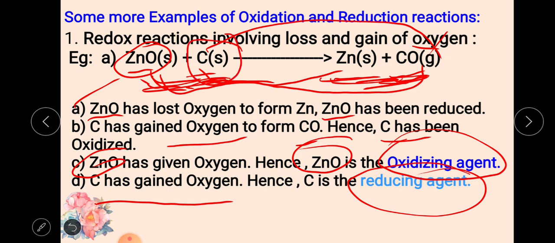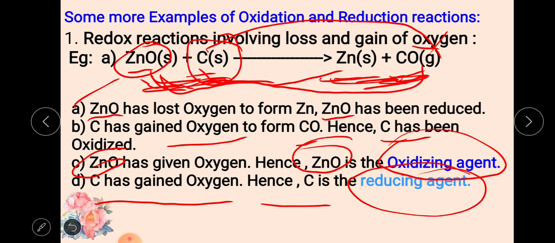Okay. Next, carbon has gained oxygen. Gained oxygen means it has received the oxygen. Hence carbon, we can say, is a reducing agent. Why is it a reducing agent? Because of carbon, the oxygen is removed from the zinc. So this oxygen is received, which means carbon has gained the oxygen. Carbon is oxidized to carbon monoxide.